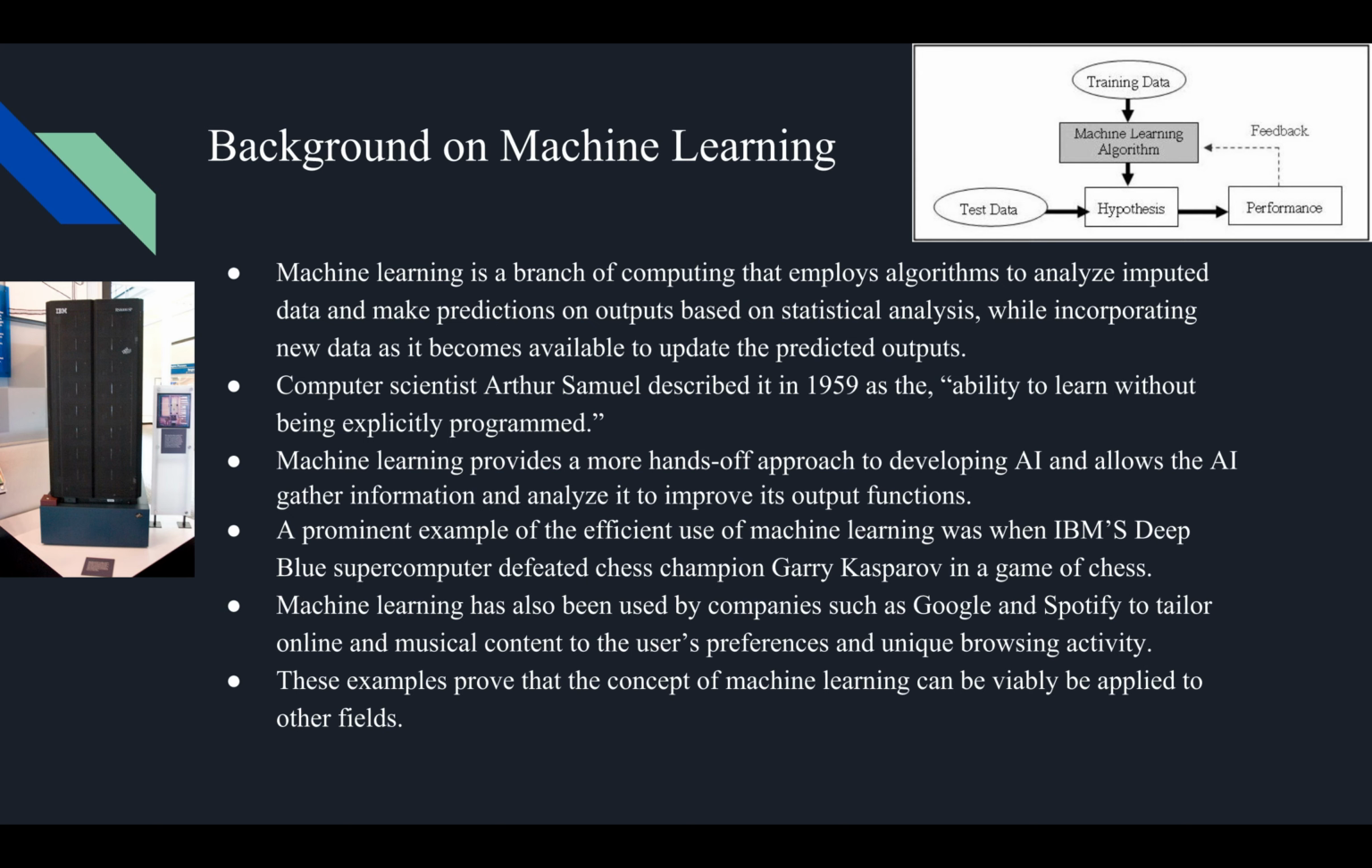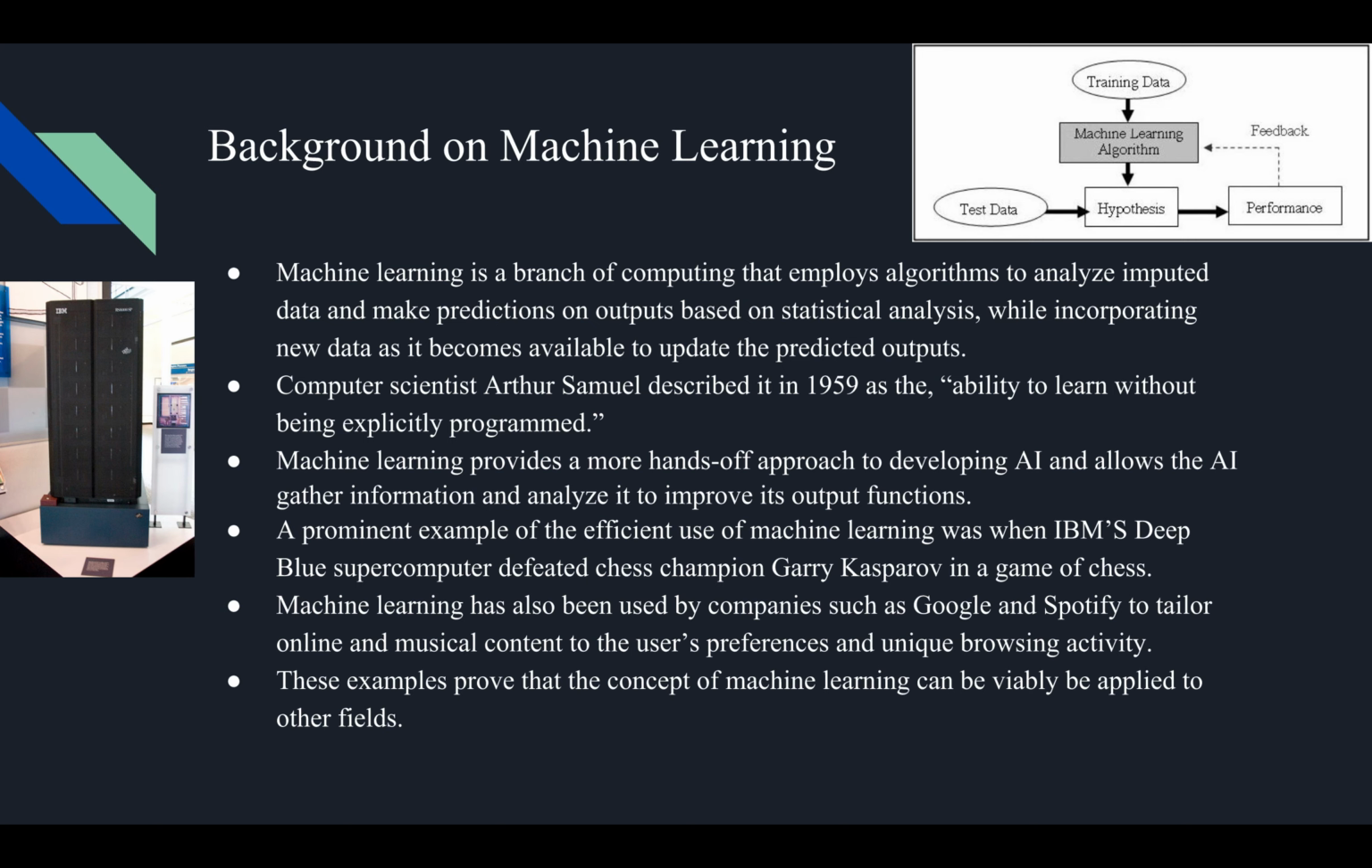Machine learning provides a more hands-off approach to developing AI, and it lets the AI gather information about situations and analyze it to improve its output functions. A prominent example of the efficient use of a machine occurred in 1997, when IBM's Deep Blue supercomputer defeated chess champion Garry Kasparov in a game of chess.